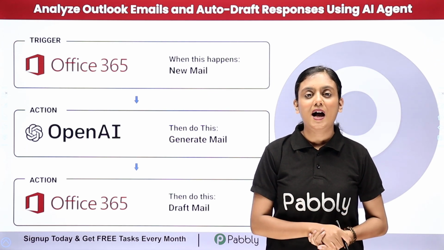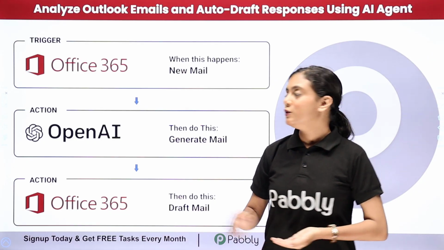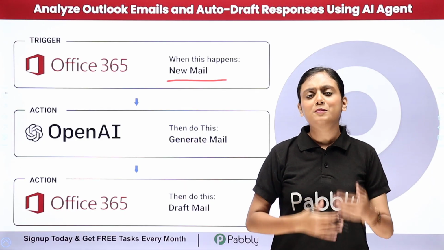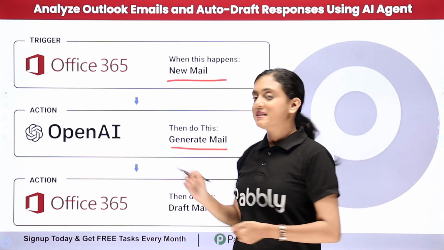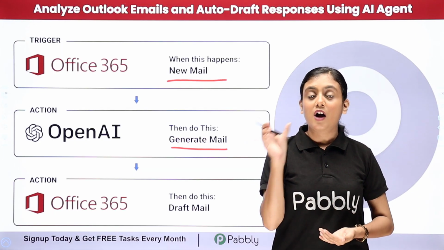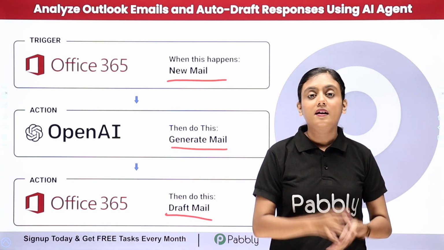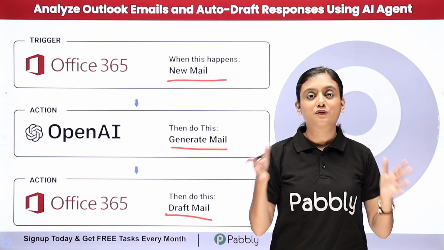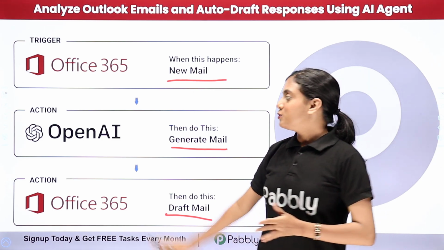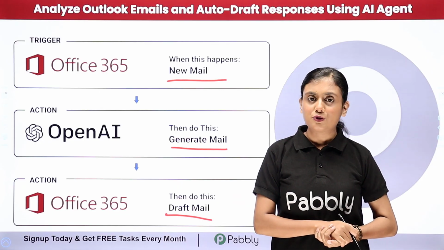So to solve this problem, I have created an AI agent using Pabbly Connect. Now whenever I receive a new mail on my Microsoft Outlook account from a customer or a team member, automatically an AI agent is going to first analyze the email and then generate the response. As soon as the response is ready, a draft is going to be created automatically in my Microsoft Outlook account so that my team can first review and then forward the reply. So now if you want to learn how to create this amazing AI agent for yourself, for your business, then let me take you to my screen.